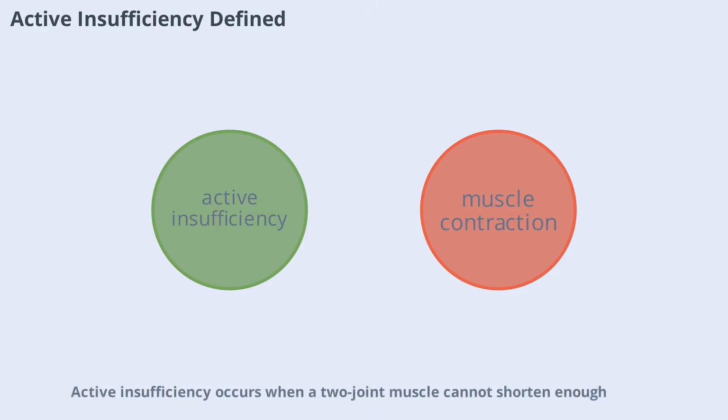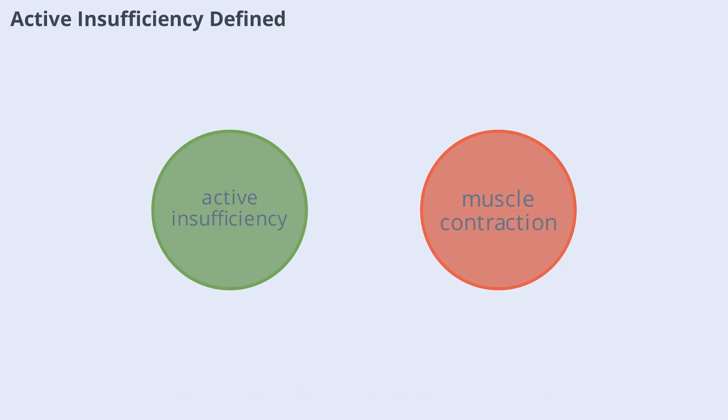Active insufficiency occurs when a two-joint muscle cannot shorten enough to produce full range of motion at both joints simultaneously. Imagine trying to make a fist while your wrist is fully flexed. You'll notice it's much harder to squeeze tightly. That's because the muscle fibers are already as short as they can be and can't generate more force. This phenomenon is especially important for athletes and therapists to understand, as it impacts strength and performance in complex movement.